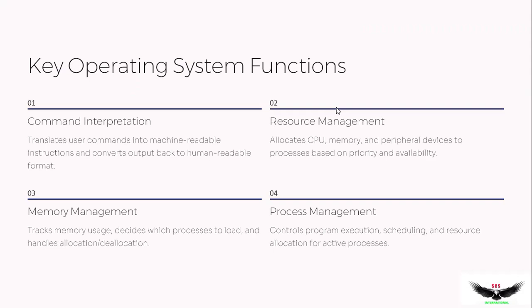Second, you have resource management. The operating system allocates the central processing unit, memory, and peripheral devices to processes based on priority and availability. So it understands the command you have given and then assigns the particular sector to handle it and the particular device to handle it.